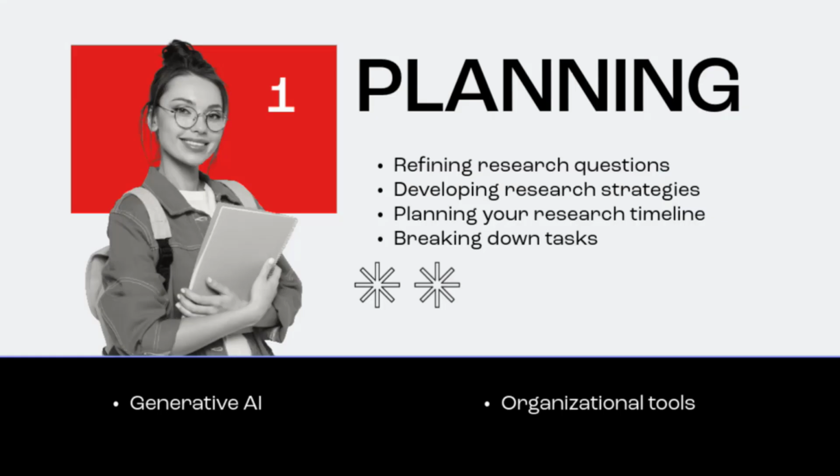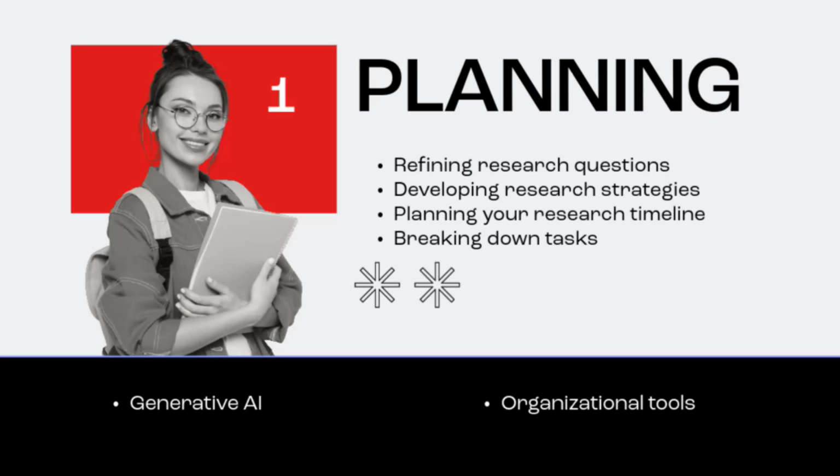All right, so now that we have that general framework for thinking about how to use generative AI, we're going to jump into the planning phase. I like to think of generative AI tools as really useful for that initial brainstorming stage, and it can help you do things like refining your research questions, developing strategies for research, planning a research timeline, and breaking down tasks.